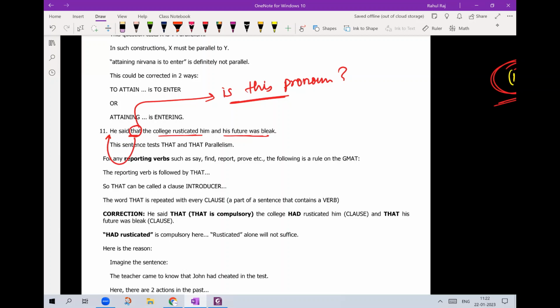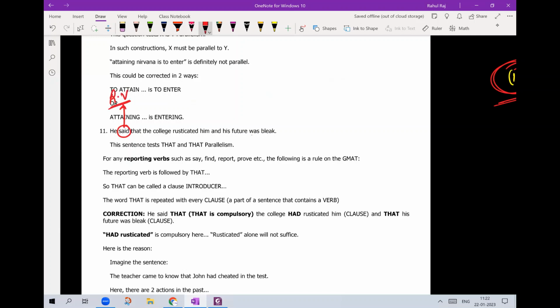Perfect. Now the first use of that is gone. Now that is not a pronoun. Now let's see. He said that. What is said? Said is a verb, right? Imagine this is a reporting verb. I'll come down to your question, Rahul. How do you know that this is a reporting verb? You are not supposed to remember anything. Absolutely nothing. You will get to know. Right now, just assume that this is a reporting verb.